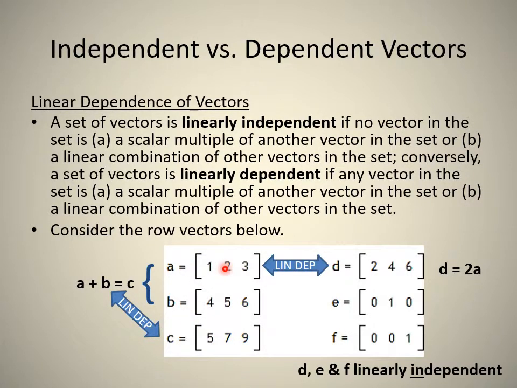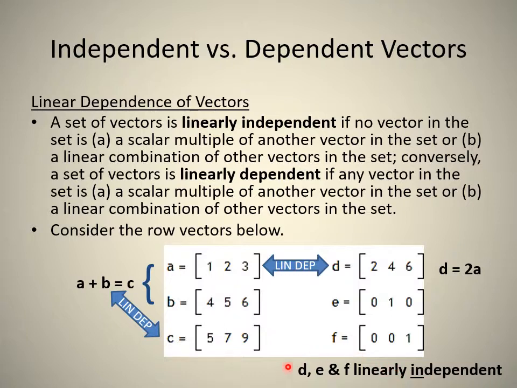Similarly, A, in this case, is also linearly dependent on D. Obviously, they're both linearly dependent on each other. So 2 times A gives you D. 2 times 1 gives you 2. 2 times 2 gives you 4. And 3 times 2 gives you 6. So basically, those two are linearly dependent. But in a different vein, D, E, and F are linearly independent.